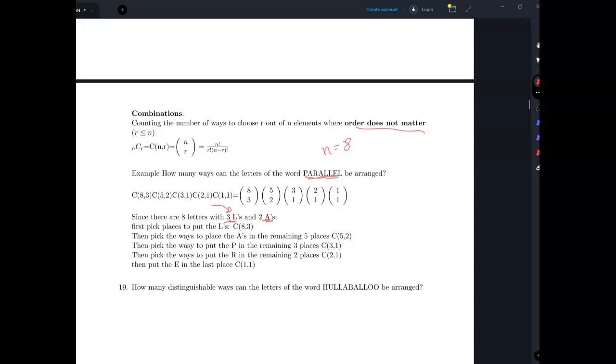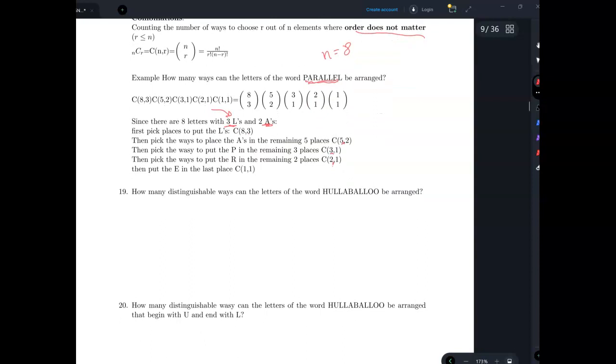And then I'm going to go to the A's. Since I've chosen 3 from the 8, from the 5 left over I'm going to choose 2 places for the A's. Then 5 minus 2 gives me 3, and out of the 3, I choose 1 place for the P. Out of the last 2 remaining, I choose 1 place for the R. And then the E just has to go in its place. So let's do this same one in this different way.